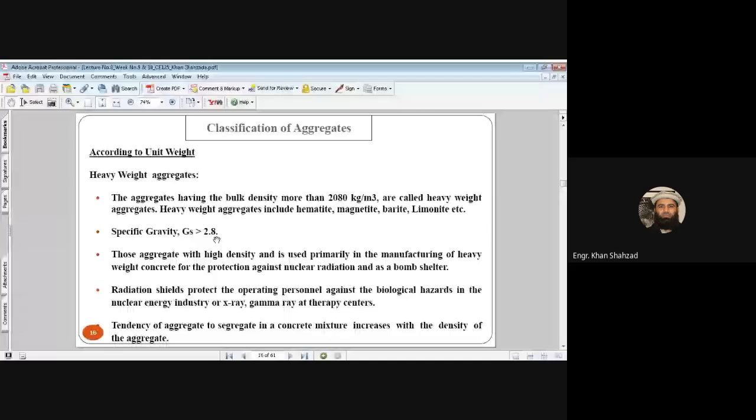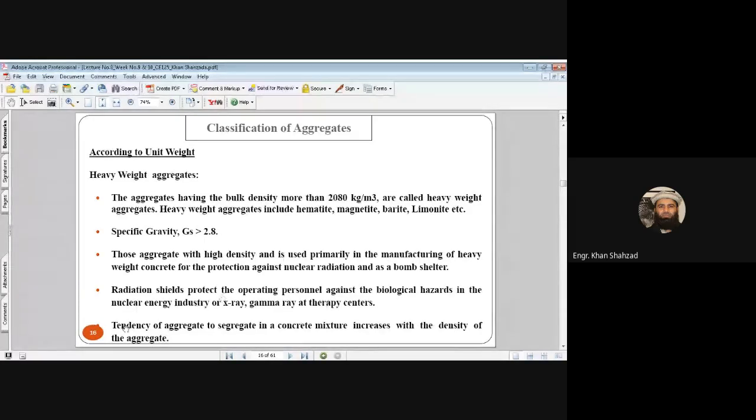Those aggregates with high density are used primarily in the manufacturing of heavyweight concrete for protection against nuclear radiation and as a bomb shelter. We need this for protection against nuclear radiation so that we can save the people who are working in the hospitals and also in nuclear power plants, and this can also be used as a bomb shelter. Radiation shields protect the operating personnel against the biological hazards in the nuclear energy industry, or X-ray and gamma ray at therapy or at operation centers.